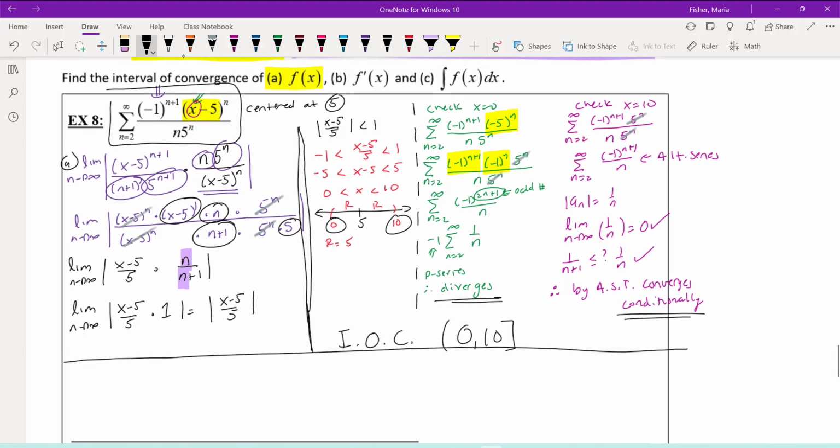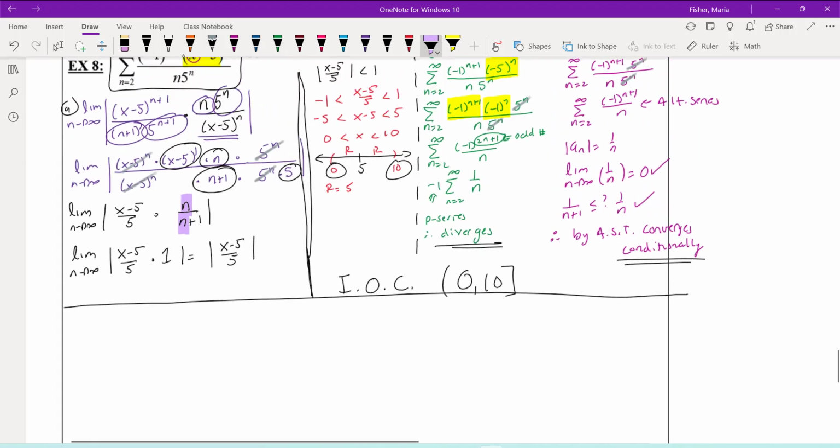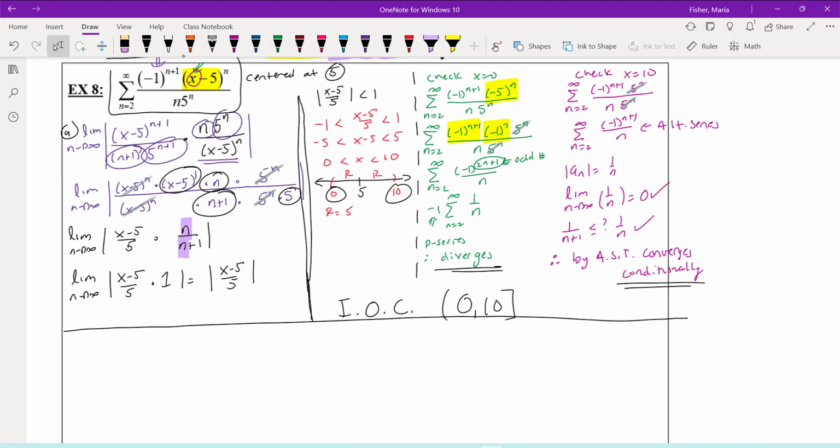Let's do part B. Part B wants the interval of convergence for f prime of x. In order to find the interval of convergence for f prime of x, I first need to find f prime of x. So f prime of x, given that your function is this guy right here, is actually not that hard to find. Remember, what you're doing is just the power rule.